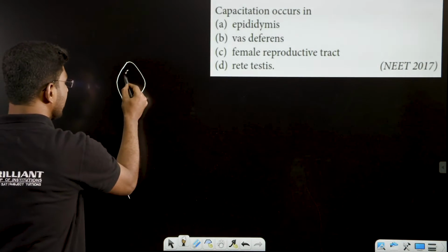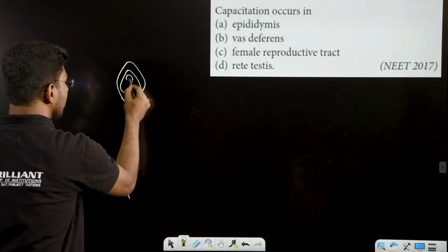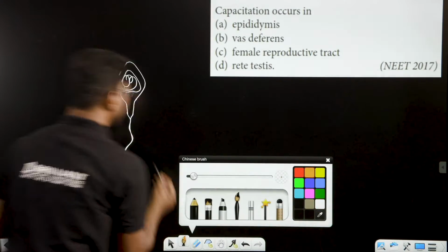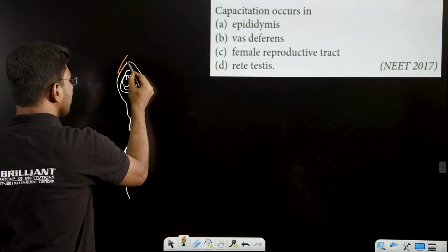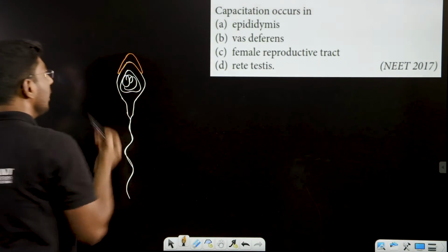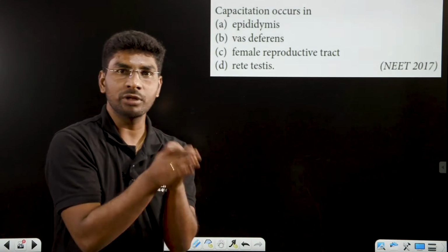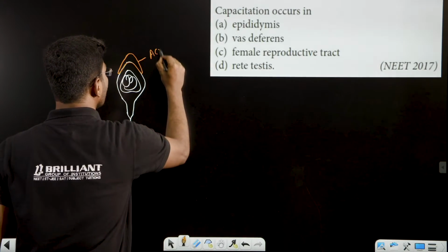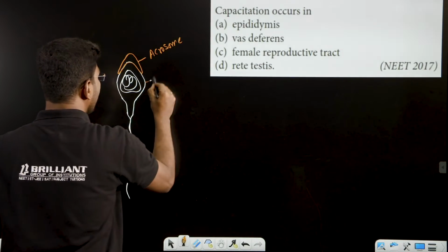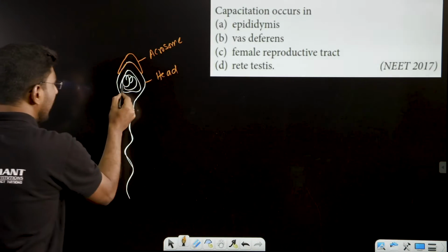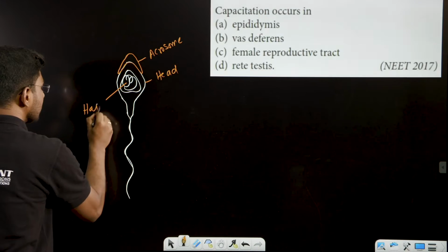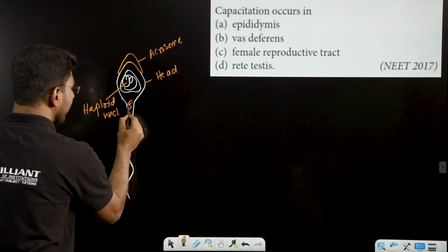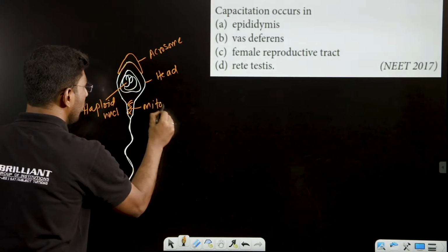Now what happened inside this head part? Haploid nucleus is there. Yes, my dear students, on the top of the head part there is modified Golgi. What is the structure called? Acrosome is present. This is essential for the penetration of a sperm into the egg. So what is this part? Tell me. Acrosome. And what is this part? Head part. You got my point. Head part, and this is haploid nucleus. Am I clear? Here mitochondria are present. We have already seen mitochondria are there.